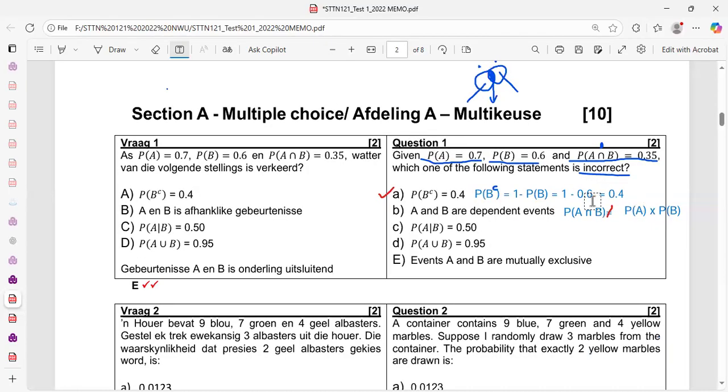If you check this, for us to prove, guys, that A and B are dependent events, it means that the probability of A and B, the intersection, must not be equal to the probability of A multiplied by the probability of B. Now let's test if they are not equal. The probability of A and B is equal to 0.35. So is 0.35 equal to, when we multiply 0.7 by 0.6? What is the answer? Let's see.